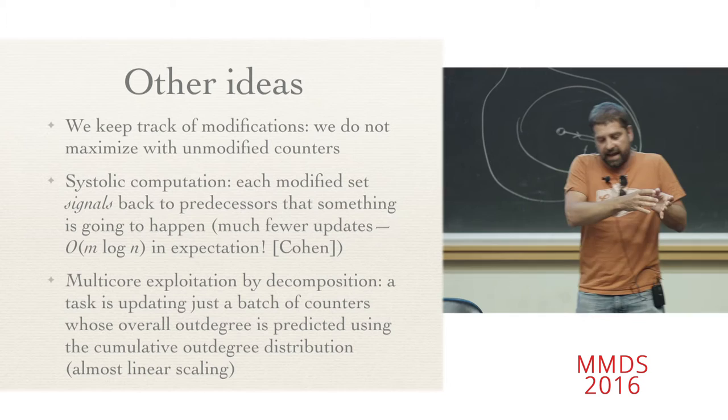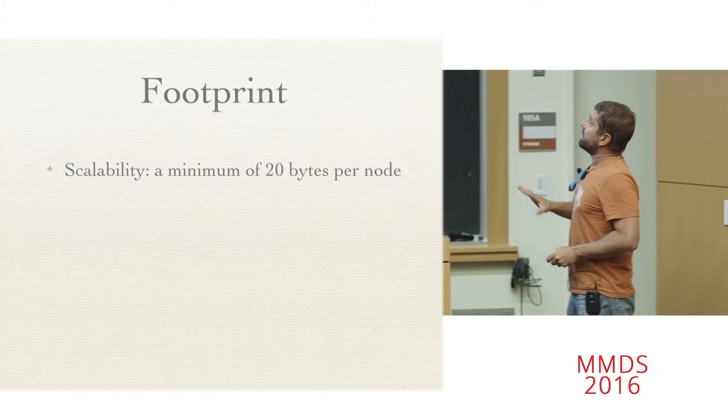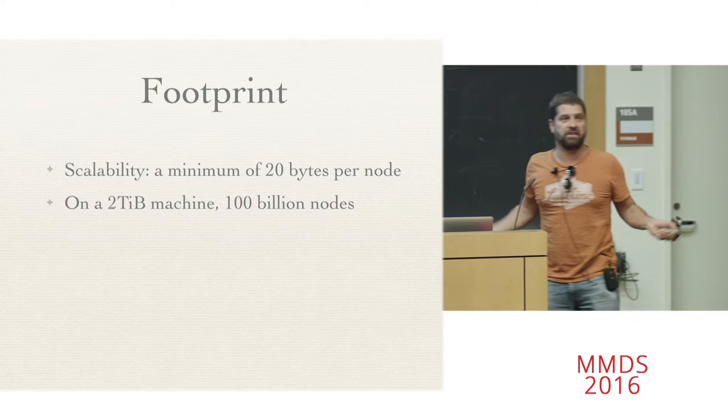Because as we go through the graph, all processors act independently, but they are working in a very close region of the graph. So just to give an idea of the footprint, the minimum is 20 bytes per node to do this. So on a 2 terabyte machine, you can compute this for 100 billion nodes, which is large, okay?